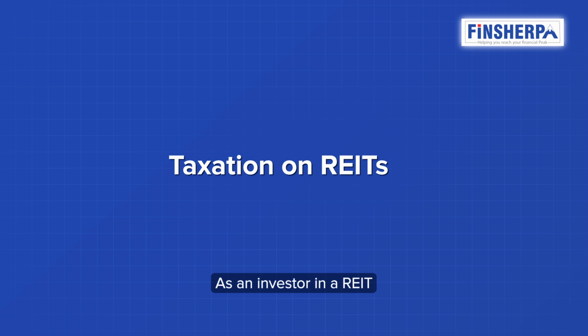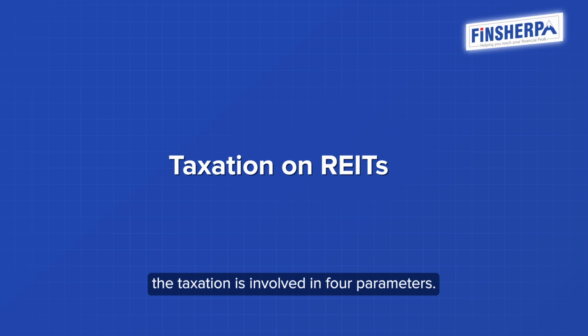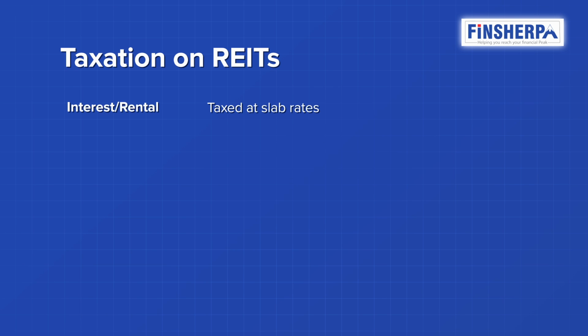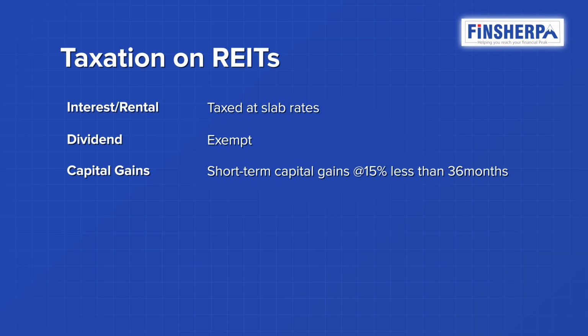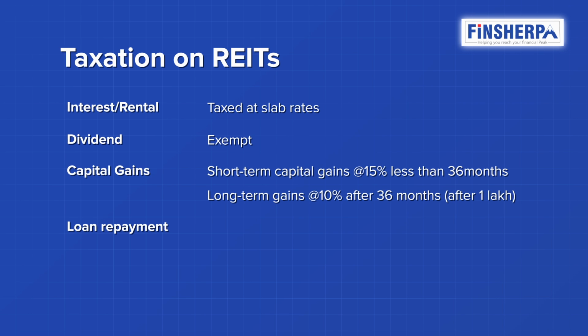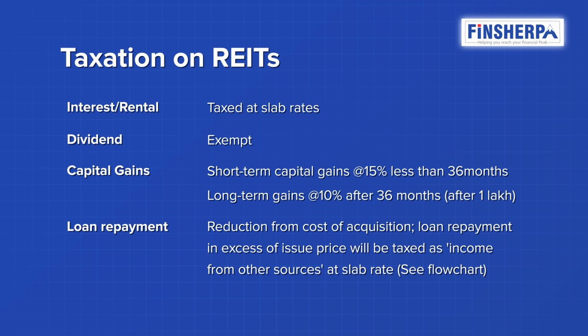As an investor in a REIT, the taxation is involved in 4 parameters. The interest is taxed at the actual slab rate of the investor. The dividend is exempt from tax because it is a pass-through. Capital gains is taxed on the basis of short-term capital gains at 15%, that is less than 36 months, and long-term capital gains at 10% after the base slab of 1 lakh per year for an investor. Now the last component is loan repayment. As far as loan repayment is concerned, as long as the loan repayment is not in excess of the issue price, then it is not subject to tax.